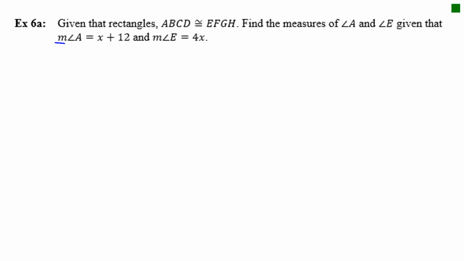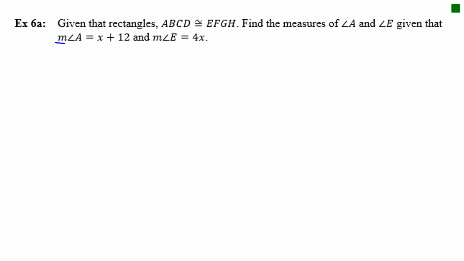However, both of those have x's inside of them. So we need to figure out what x is first before we can then plug it in and find the actual measure of those angles. Now, if we need to find x, that means we need to set up an equation. So we need to find two things that are equal to each other. Ideally, it would be A and E because those are the angles given to us.